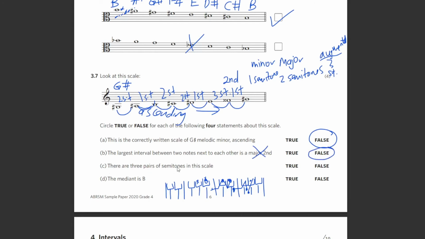Next, there are three pairs of semitones in this scale. That means you need three pairs that are one semitone apart. So one semitone here, one semitone here, one semitone here. So it's true. There are three pairs of notes that are one semitone apart. Next, let's take a look at this. The median is B. So G sharp, A sharp, B. B is the third. Median means third note, right? So this is 1, 2, 3. The median note here is B. So it is true.